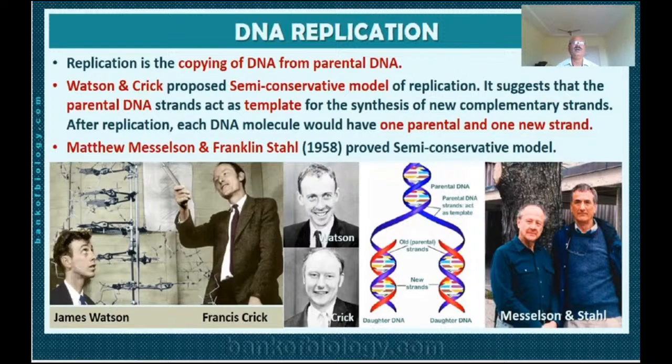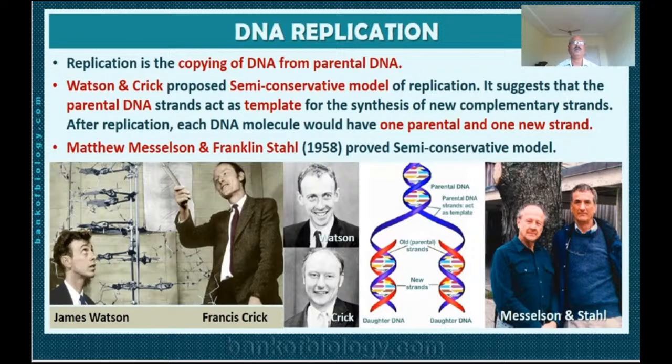Watson and Crick proposed the semi-conservative model of replication. It suggests that the parental DNA strands act as a template for the synthesis of new complementary strands. After replication, each DNA molecule would have one parental and one new strand. That means, in newly formed DNA, one strand is old and one strand is new. That's why it is called a semi-conservative model. Matthew Meselson and Franklin Stahl in the year 1958 proved the semi-conservative model.